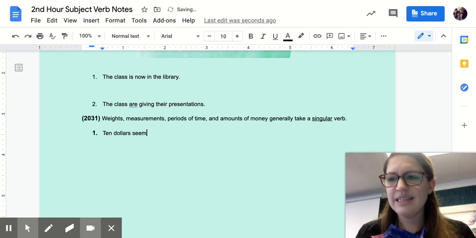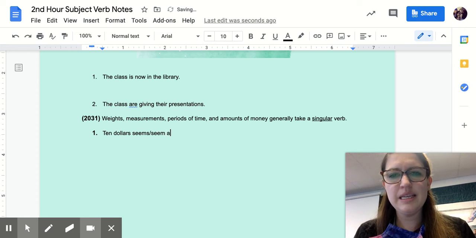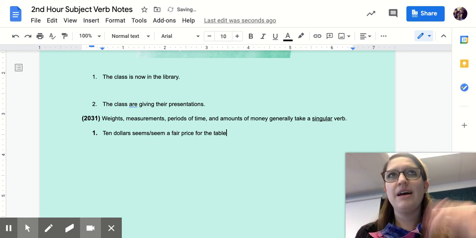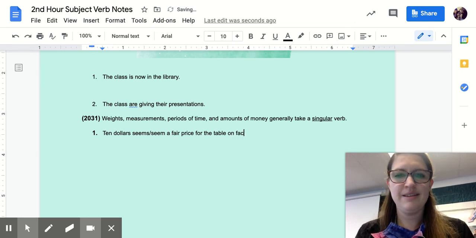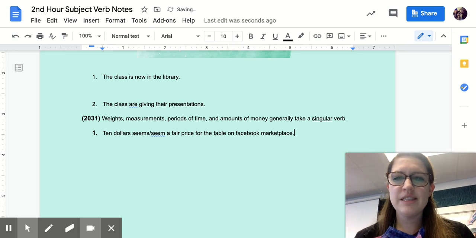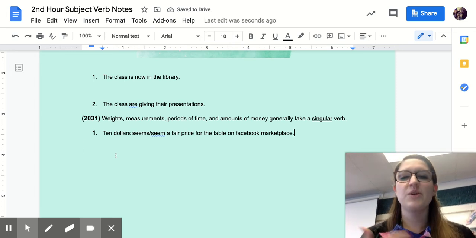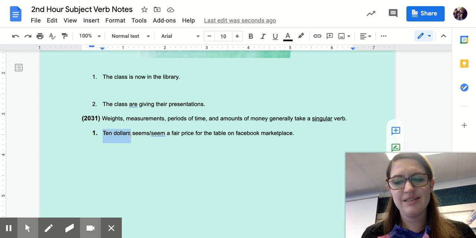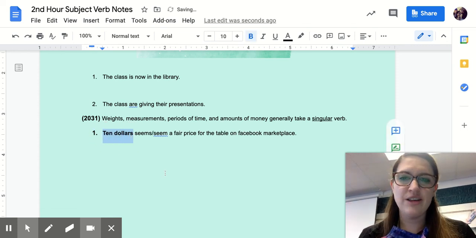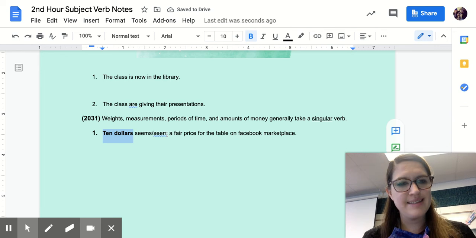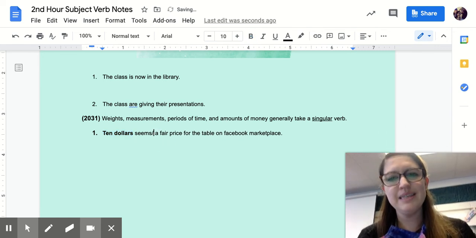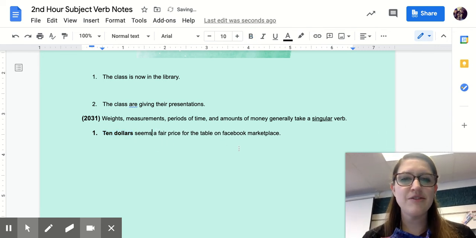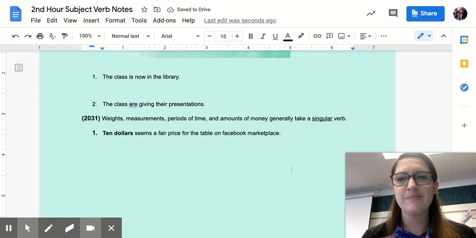So for this, $10 seems or seem a fair price for the table on Facebook Marketplace. Okay, so if you look at this sentence, $10, we're thinking of that as one group. It is a singular subject. So we need a singular verb. Our singular verb has an S at the end, so we want it to be seems. $10 seems a fair price for the table on Facebook Marketplace.